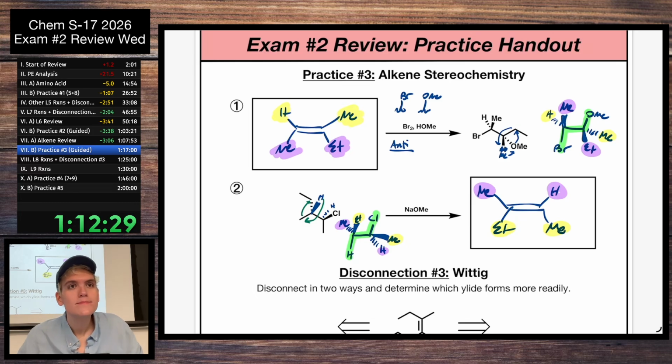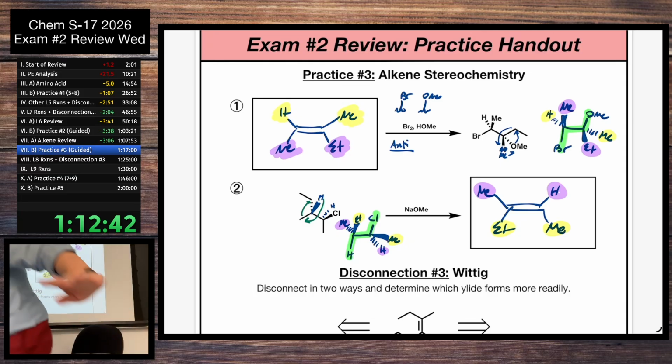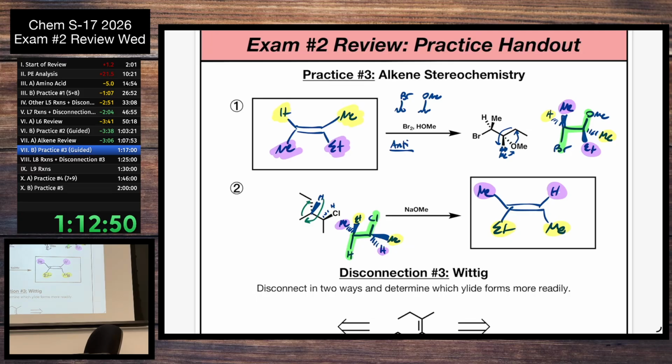Are you still allowed to bring, like, a model kit from the lab? Hell yeah. And honestly, the one that I use for this, I have it with me. It's the same one that I use for the meso. It's the one where it basically has two stereocenters right next to each other.